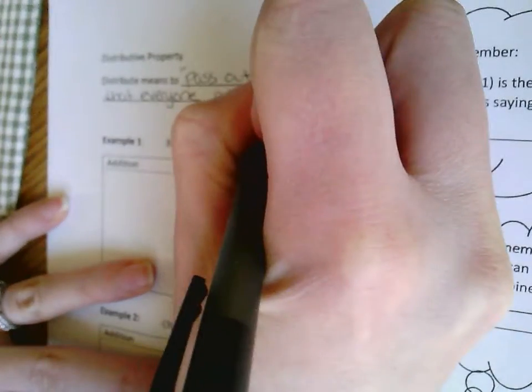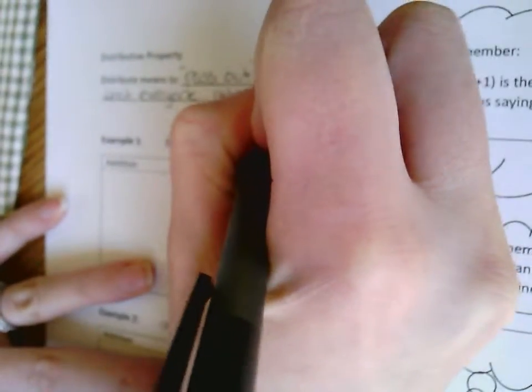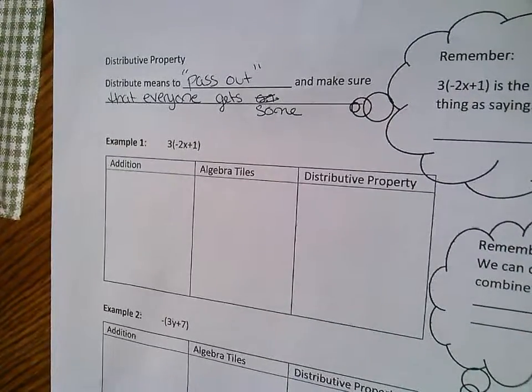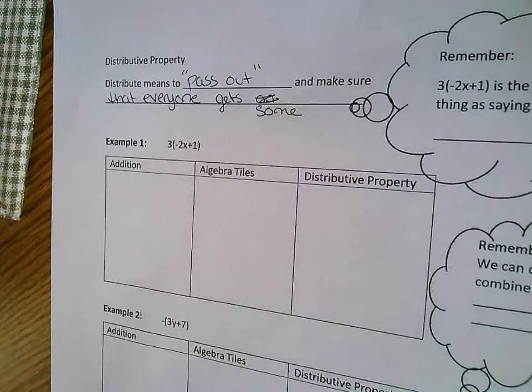We'll say some. So we're passing something out and we're making sure that everybody gets some. So keeping this in mind, what does distribute mean? We're going to talk about how to now use the distributive property to solve equations or expressions.